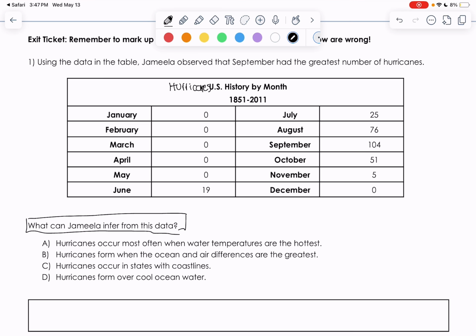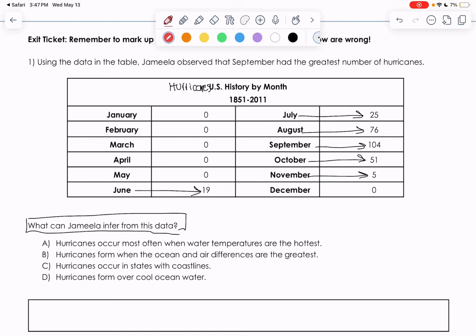pattern, okay? So it says that June, we have 19. July, we have 25. August, 76. September, 104. October, 51. November, 5. And then the rest of the months of the year, December through May, there are none. So what can we infer? A says hurricanes occur most often when water temperatures are the hottest.